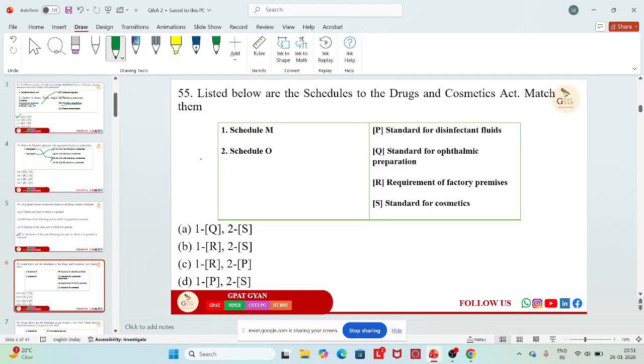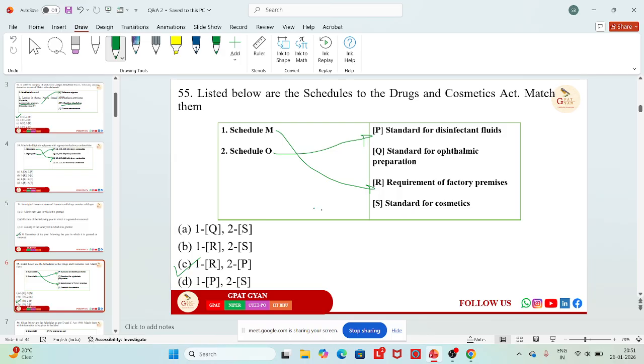Next, very easy. You all can answer. Ma'am, this will be C. Schedule M is for the requirement of factory premises and O is for the disinfectant fluid. So C is the correct option. And standard for ophthalmic preparation, which schedule? FF. And standard of cosmetics?